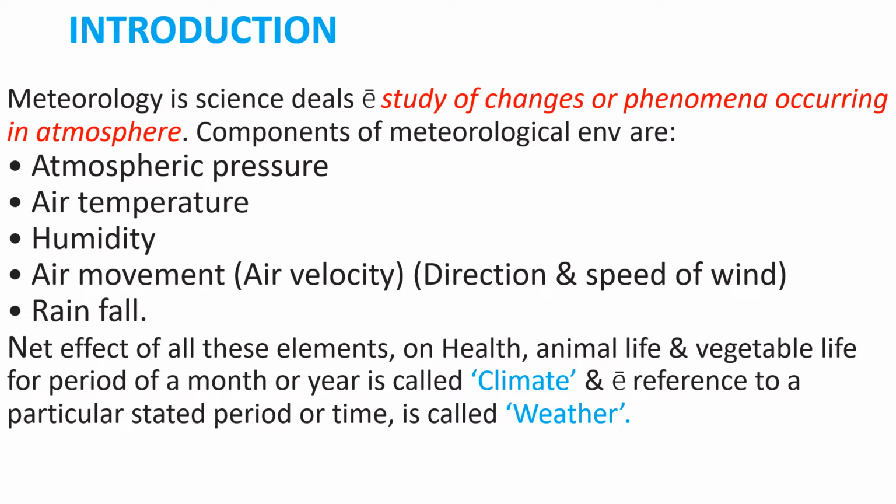Introduction. Meteorology is the science that deals with the study of changes or phenomena occurring in the atmosphere. Components of the meteorological environment are atmospheric pressure, air temperature, humidity, and air movement, that is to say air velocity, direction and speed of wind, and rainfall. The net effect of all these elements on health, animal life, and vegetable life for a period of a month or year is called climate. With reference to a particular stated period or time, it is called weather.